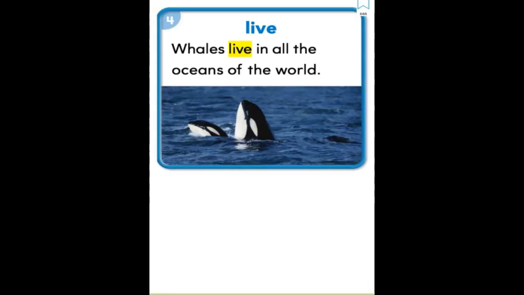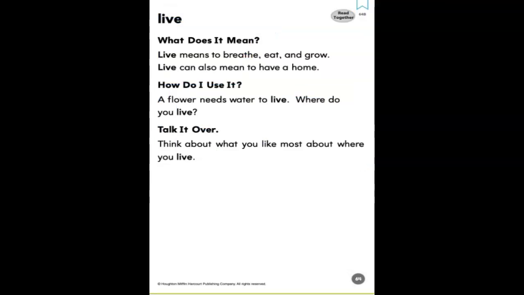Number 4, live. Whales live in all the oceans of the world. What does it mean? Live means to breathe, eat, and grow. Live can also mean to have a home. How do I use it? A flower needs water to live. Where do you live?